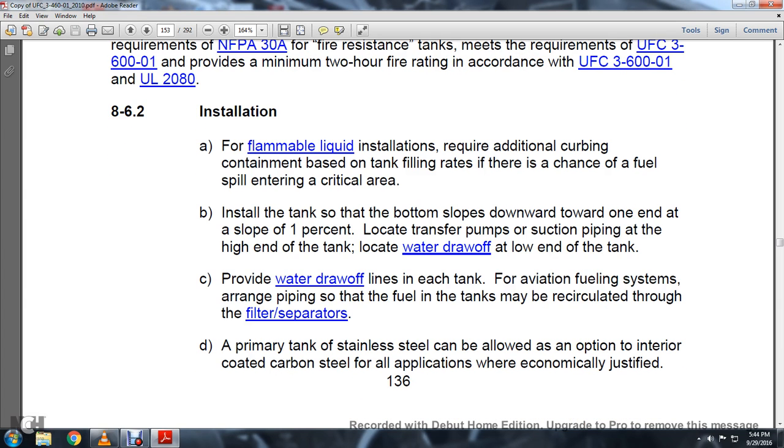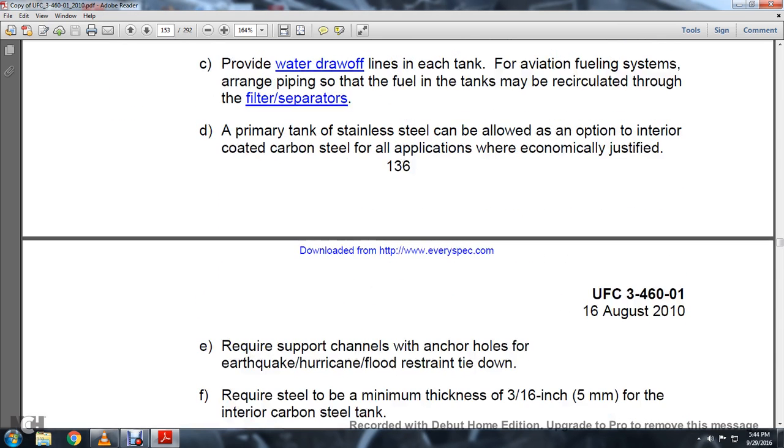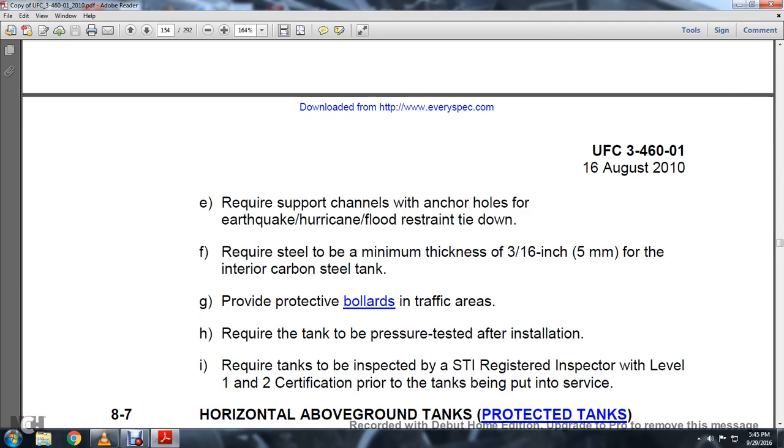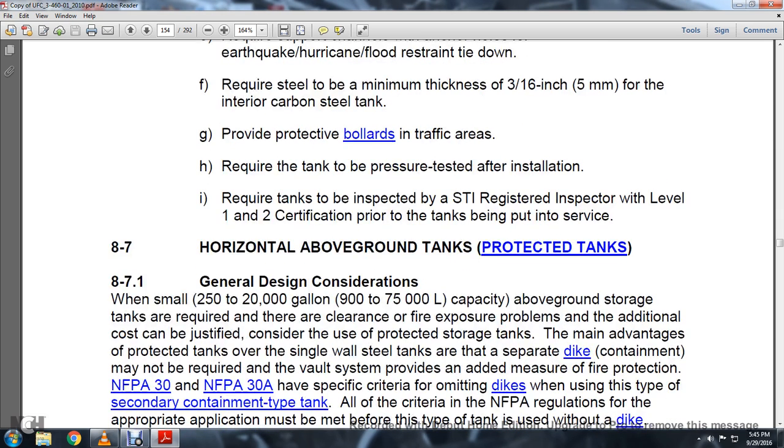Primarily, stainless steel tanks can be allowed, but one may also obtain interior coated carbon steel tanks for all applications that are economically justified. Require support channels with anchor holds for earthquake, hurricane, and flood resistant tie down. Require steel with a minimum thickness of 3/16 of an inch for the interior carbon steel tank. Provide protective bollards in traffic areas. Require the tank to be pressure tested after installation. Require the tanks to be inspected by an STI registered inspector with a level 1 certification prior to the tanks being put in service.